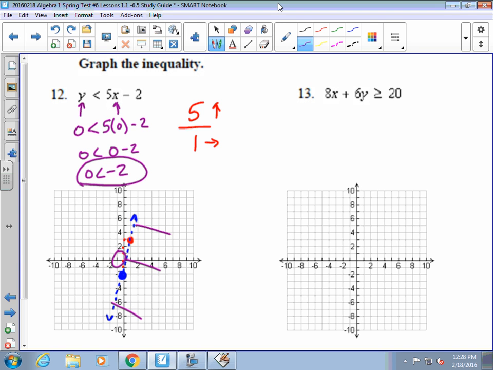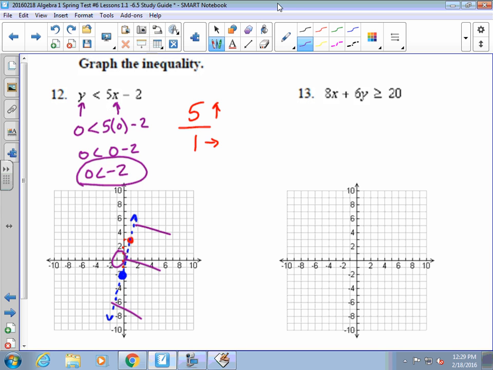This is Algebra 1, spring test number 6, part number 2, picking on number 13, where we're graphing these inequalities in two variables. 8x plus 6y is greater than or equal to 20. You could either graph this using intercepts, or what most of us would probably rather do, graph it by changing it to the slope-intercept form.